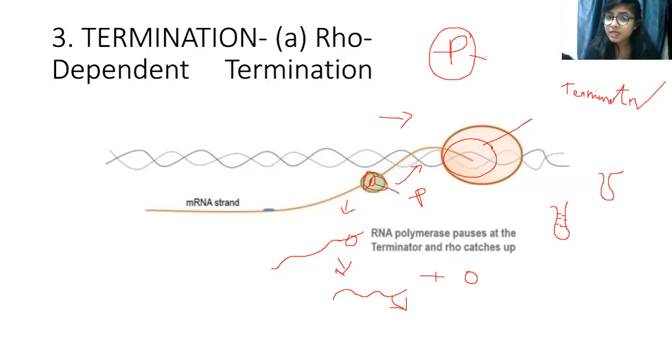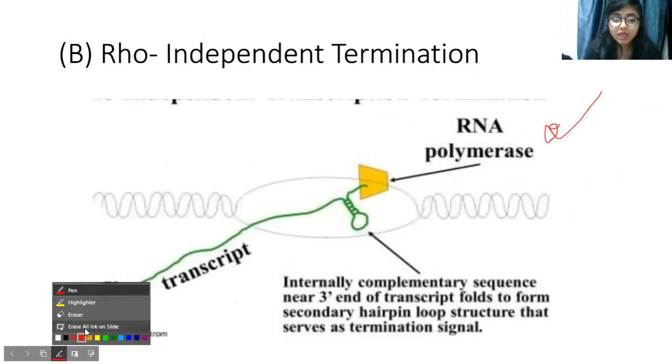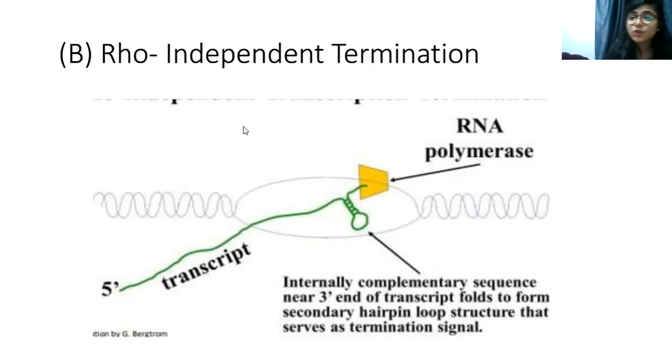Okay. Now let me tell you something about Rho-independent termination. We have seen what happens with Rho. Now we should know what happens without Rho. For this to happen, there are two necessary things which should be there in the DNA molecule. First are repeated inverted sequences. So what happens if you have an inverted repeated sequence?